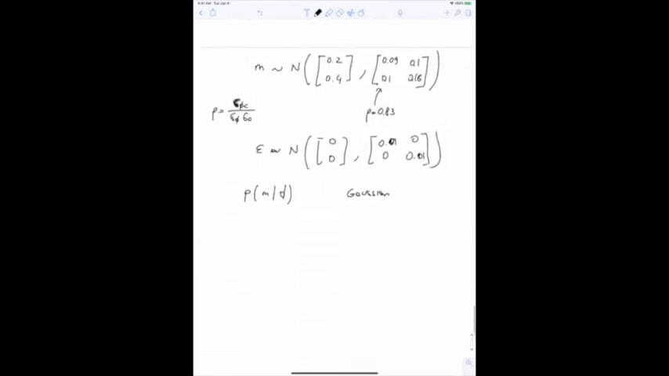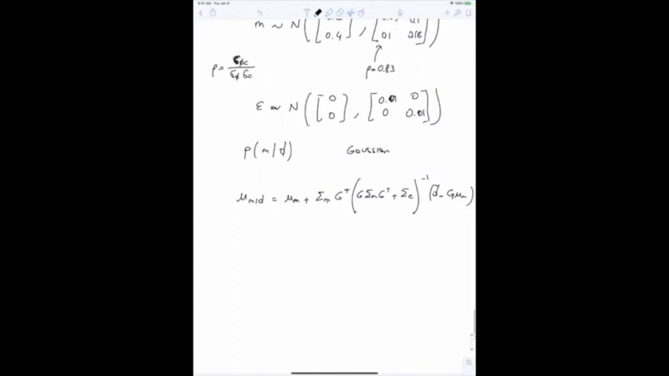So we're going to have that mu M given D is equal to mu M plus, I'm just going to rewrite it for simplicity, this is sigma M. So these are all the prior information, times G transpose, times the inverse of G sigma M G transpose plus sigma epsilon, times D minus G mu M. We're not going to compute the covariance matrices in this case. So this is our D tilde since we modified the data.